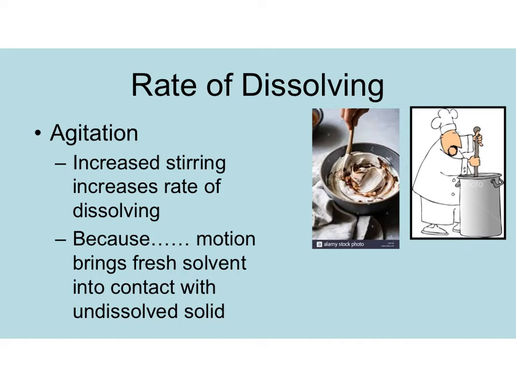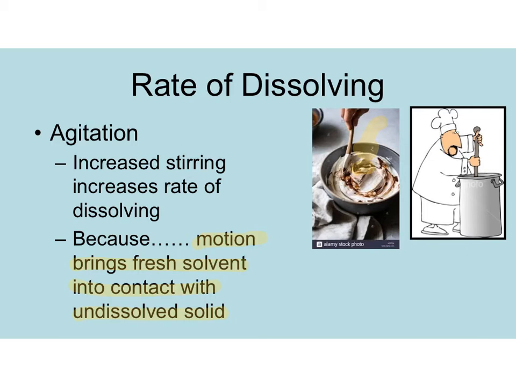And the reason for that is because the motion of stirring brings fresh solvent, which in this picture right here would be the whipping cream, or in most cases the solvent's water, into contact with undissolved solid. And in this case, it would be the chocolate. Okay? So we agitate this so that the chocolate can come into fresh contact with whatever that other stuff is, okay, the white stuff.